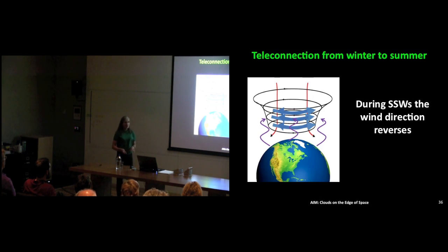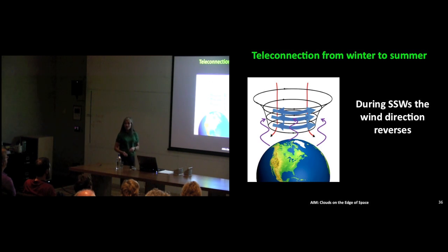All right, so what's actually happening, though, is these planetary waves are depositing their westward momentum. Right? You have an eastward zonal wind. What does deposit of westward momentum do?